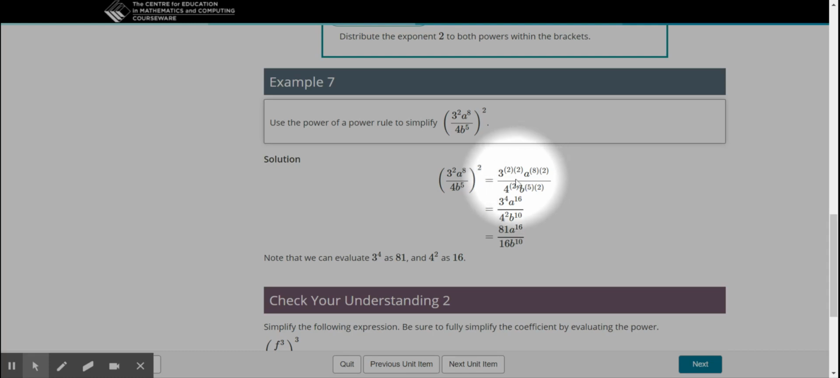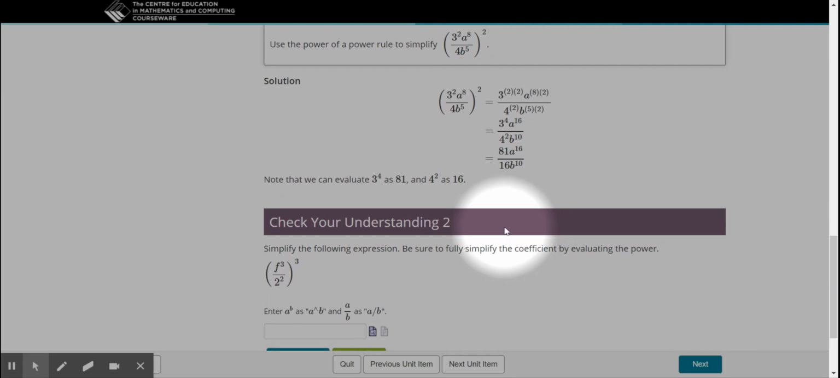Once we do the little calculations, we figure that this is 3^4 a^16, divided by 4^2 b^10. And of course, we can do the calculations: 3^4 is 81, 3 times 3 times 3 times 3, and 4 squared is 16. So this is our final simplification: 81a^16 divided by 16b^10.